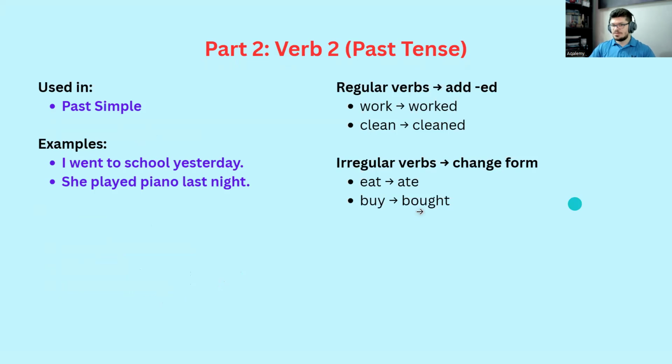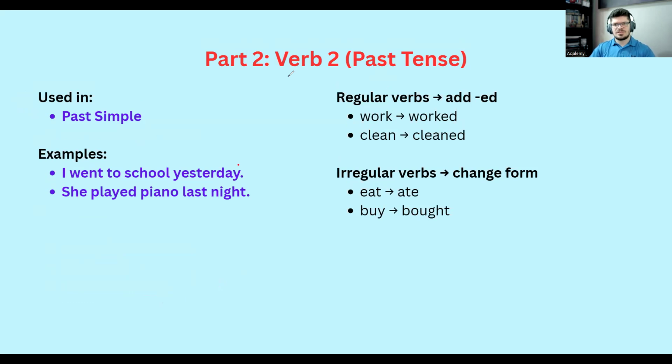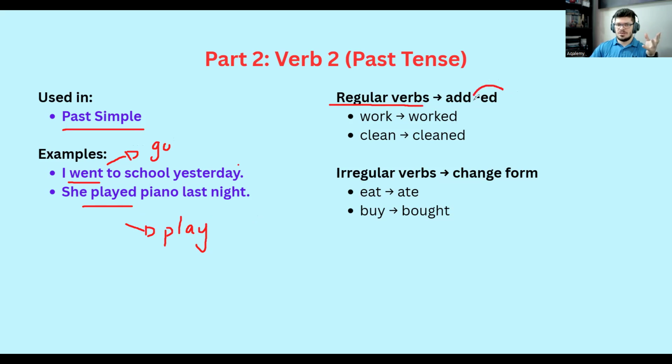We look at verb 2, which will be the past tense verb. Verb 2 is not so difficult. To make past simple tense, it is very easy. Look at this situation: went, played. Now, went is the past of go, and played is the past of play. So in English, we have two situations. We have the regular verbs, where in most situations we put ed.